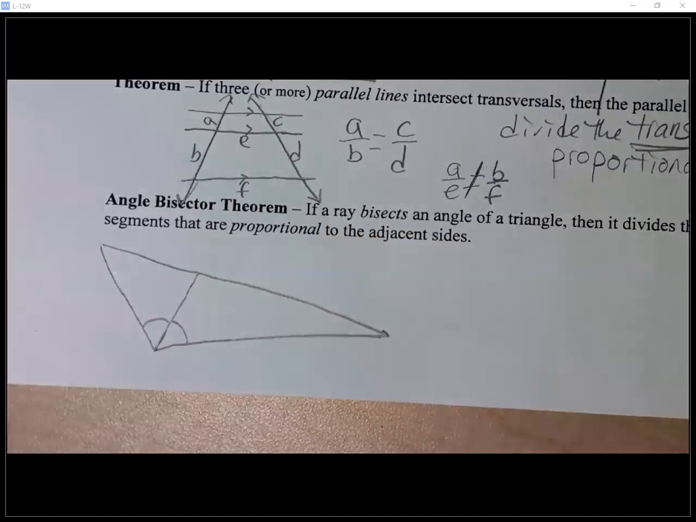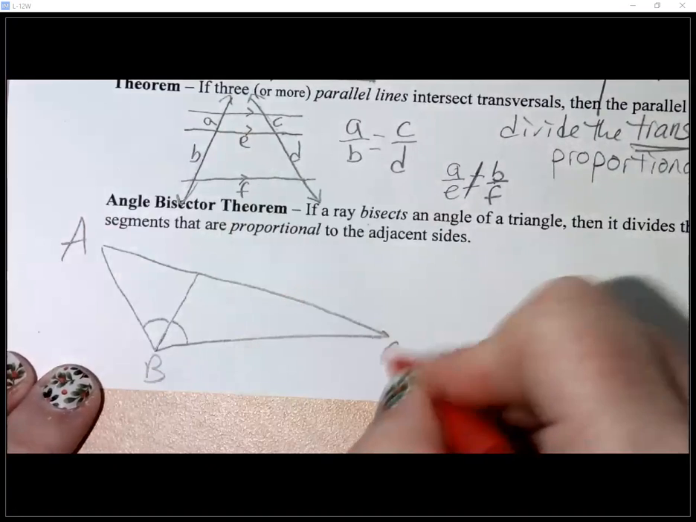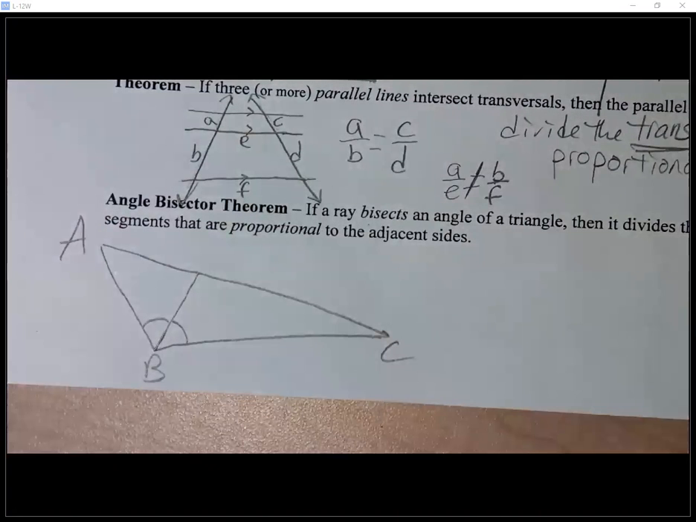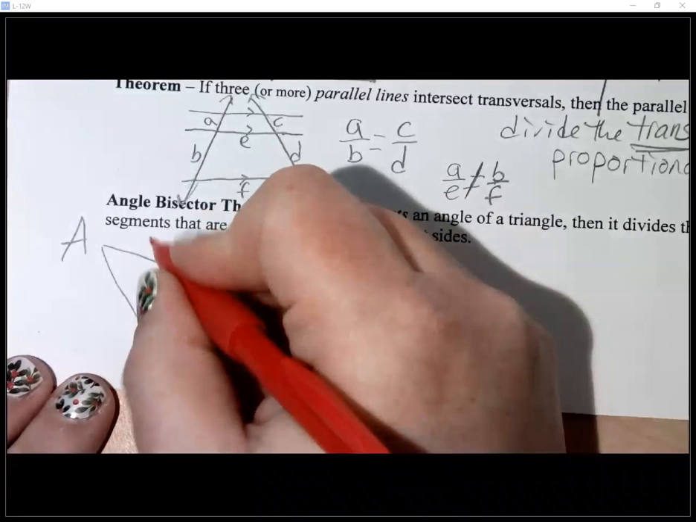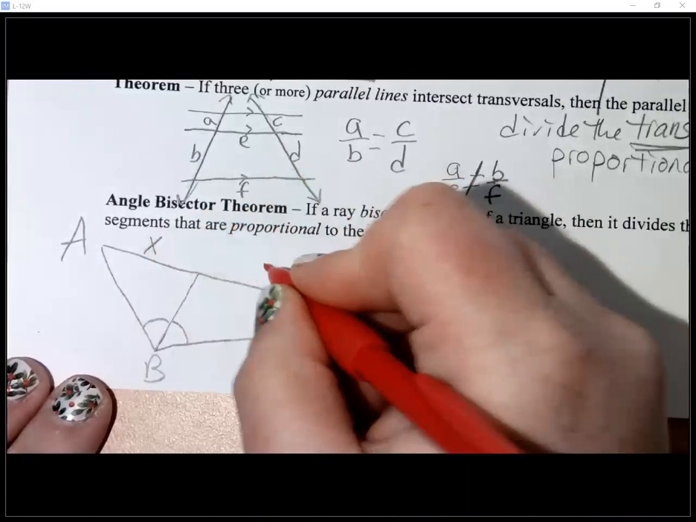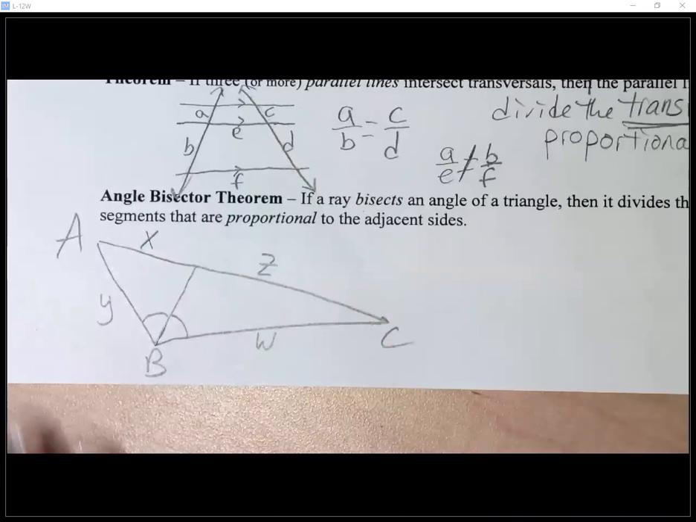All right, now the words are super confusing, right? Let me just label this triangle. Let's call this triangle ABC. And we now have sides. Let's say this one's X. Let's call this one Z. This one is Y, this one is W. It doesn't really matter what they are, but I have these 4 pieces now.